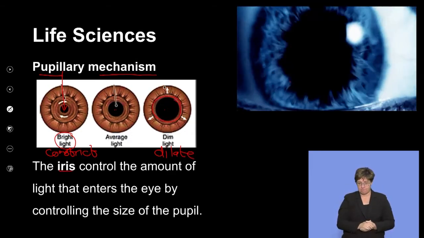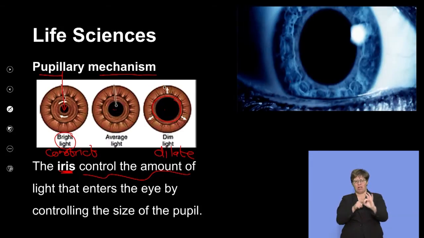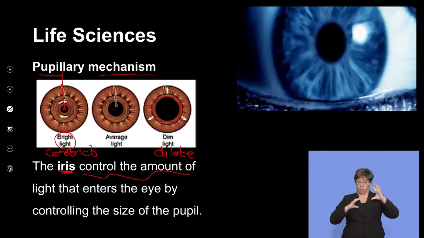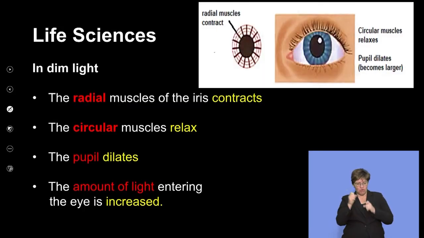And the iris is the one that controls the amount of light, because remember, this pupil is a hole. It's not a muscle or anything like it. The iris around it will control the amount of light going in. Let's have a look at how the iris is working.